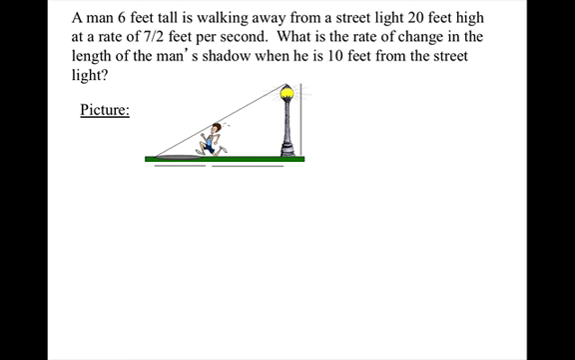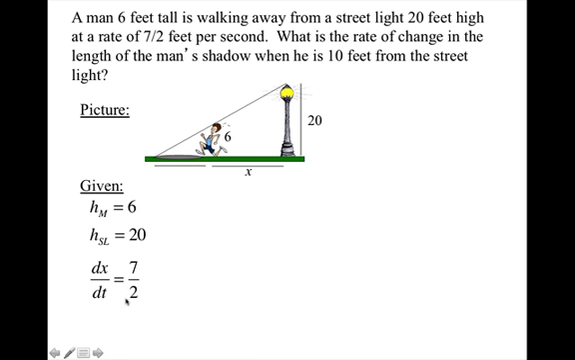So here's my picture. I'm going to list out my given. I have the given of the height of the man, which is 6. His height doesn't change, so I can label it as a 6 on my picture. The height of the street lamp is 20. The distance between the lamp post and the man is changing at an x distance. And I know that rate, which is dx/dt, which is 7/2. And since he's walking away, that means the distance is getting larger, so his rate is positive. And what else is changing is the length of his shadow, so I'm labeling that as y. So that's what I want to find. I want to find dy/dt when x equals 10.